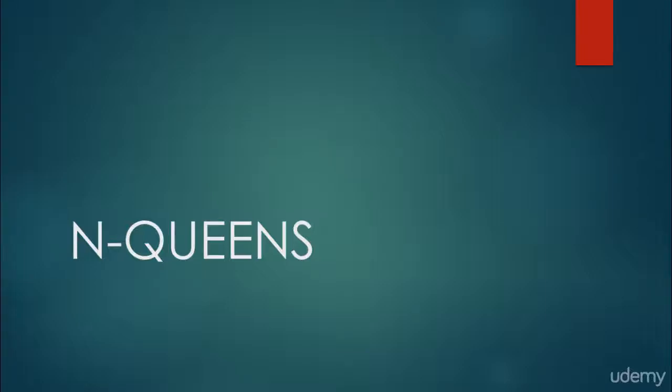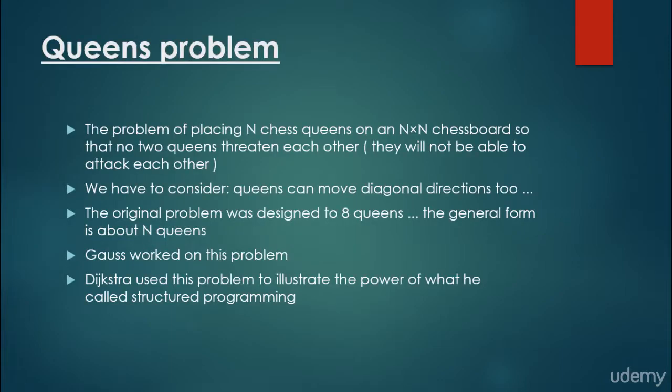Hi, in this video we are going to talk about the so-called n queens problem, so let's get started. The problem itself is about placing n chess queens on an n by n chessboard so that no two queens threaten each other, which means that they will not be able to attack each other.